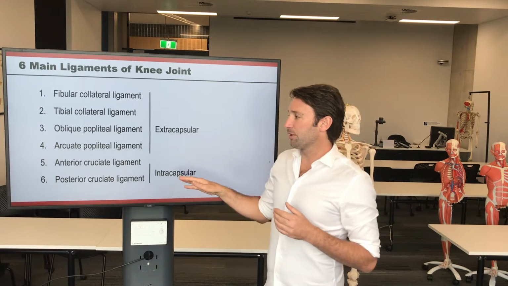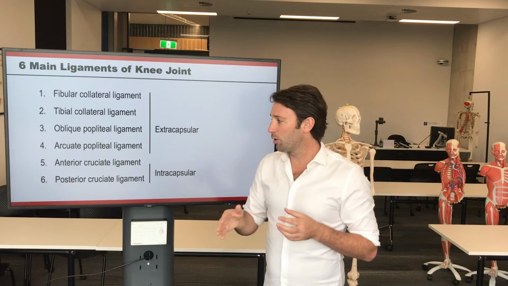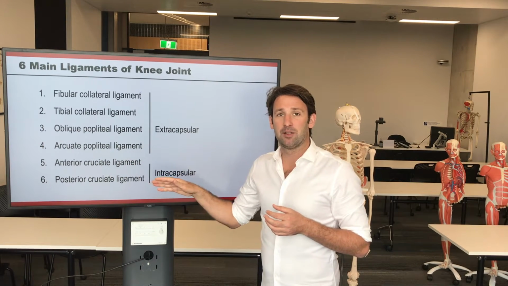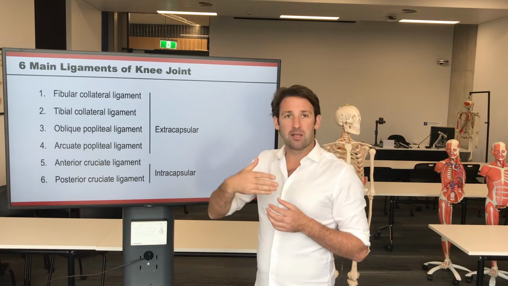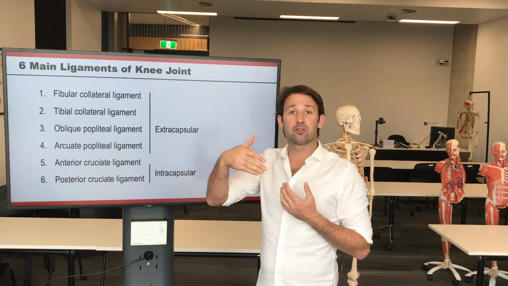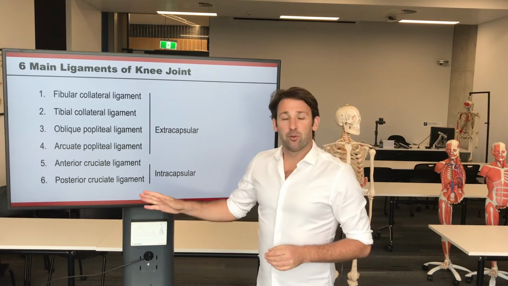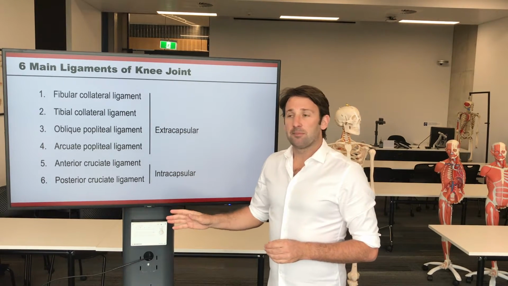Inside, intracapsular ligaments, that means inside that synovial joint, we've got the anterior cruciate ligament and the posterior cruciate ligament. So remembering anterior being at the front, so there's a cruciate ligament that travels towards the front, and the posterior cruciate ligament is at the back. So these are the full names of the ligaments.